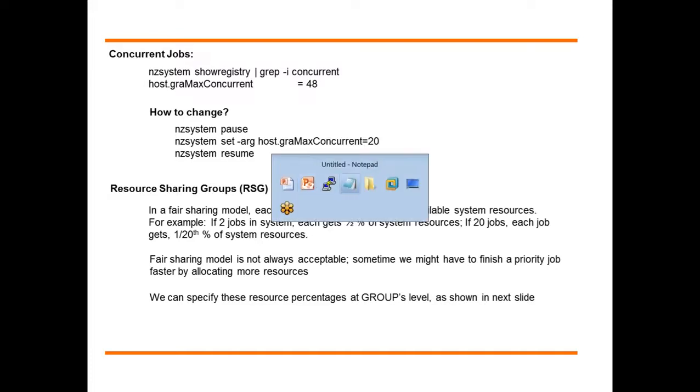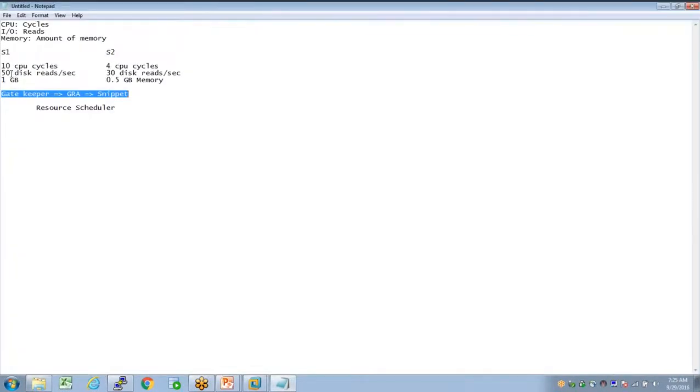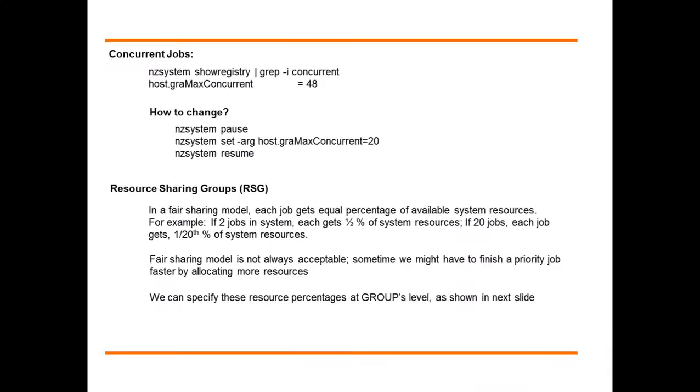What do I mean by resources? Instead of giving you 50 disk reads, if I give you 500 disk reads per second, you will be running 10 times faster. That's exactly the same concept. Instead of me having 4 kids, if I have only 2 kids, the amount of share each kid gets is doubled, right? Exactly the same.